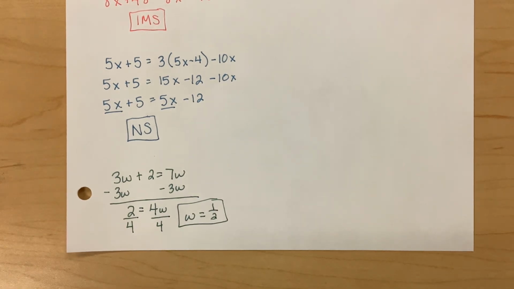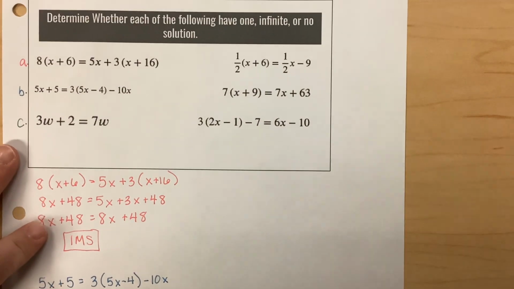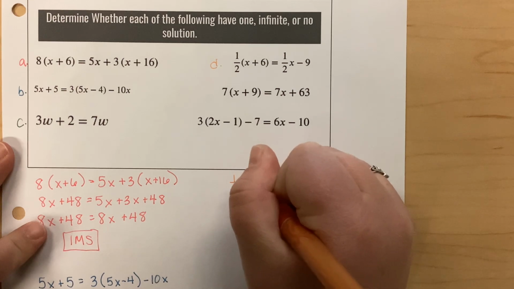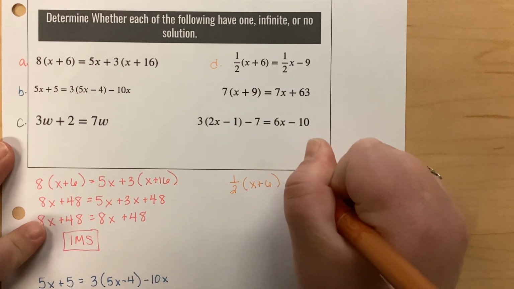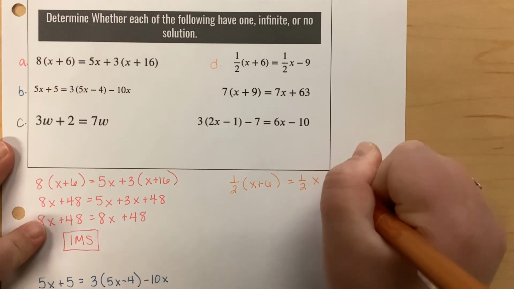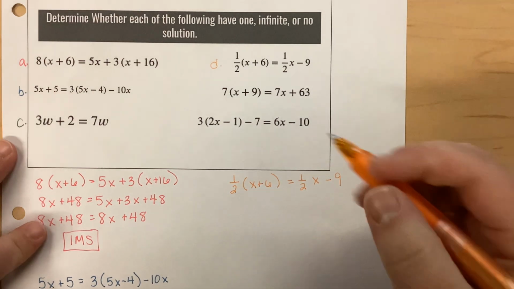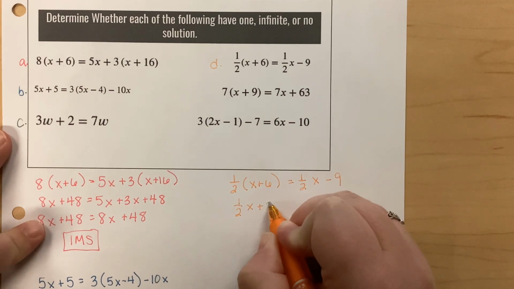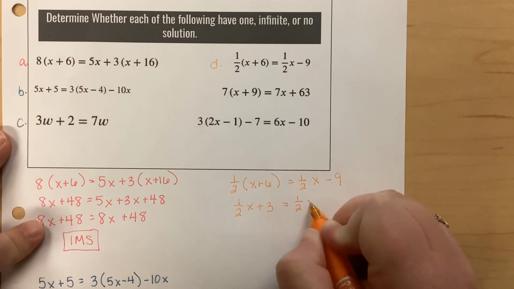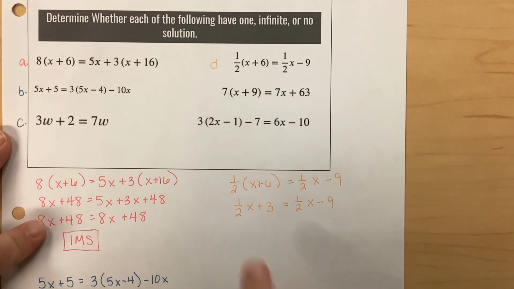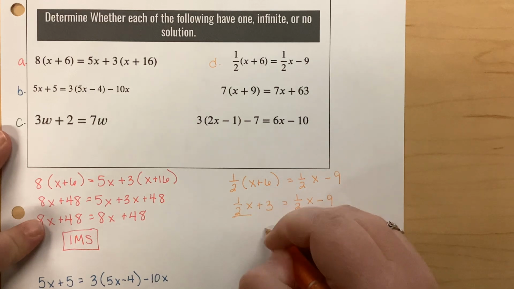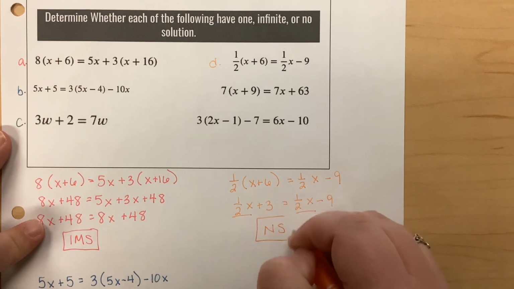All right, next one over here. We'll call this problem D. So this is 1/2 times x plus 6 equals 1/2 x minus 9. All right, so let's do distribution. 1/2 times x is 1/2 x. Half of 6 is 3, and it's equal to 1/2 x minus 9. All right, once again, I have 1/2 x and 1/2 x on both sides, so they're going to end up canceling out. So 3 equals negative 9. That is a false statement, so my answer is no solution.